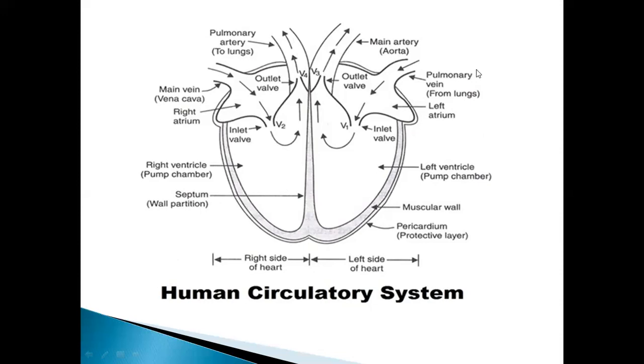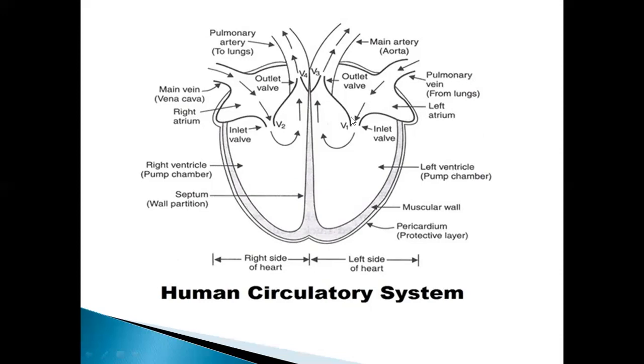The pulmonary system of the lungs takes oxygen from outside and liberates the carbon dioxide which is coming from the blood, and they oxygenate the blood which is coming, and the oxygenated blood enters through the pulmonary vein into the left atrium.